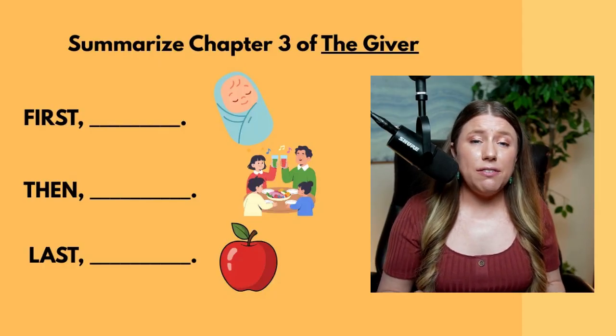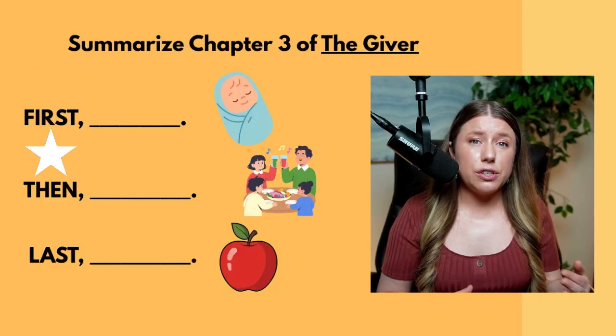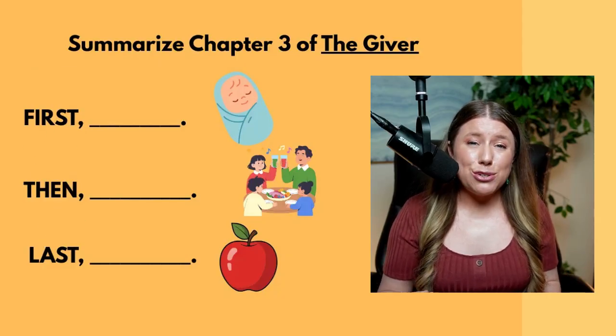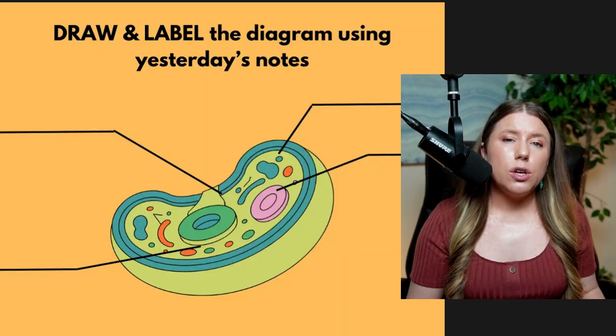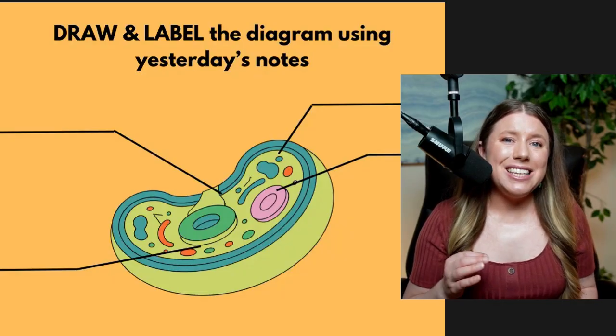In this example, I've differentiated it by having students go first then last, and I've given them pictures to remind them of what happened in chapter 3. Now, again, this can be applied to other subjects as well. Here's an example of science. We have a picture of a cell. Have students draw and label the diagram using yesterday's notes.